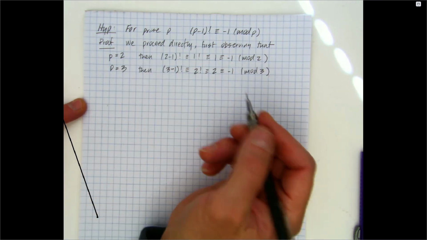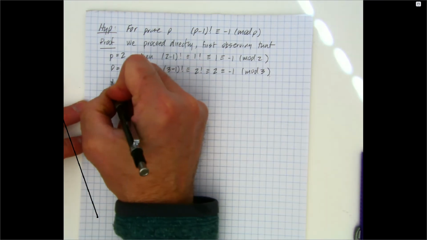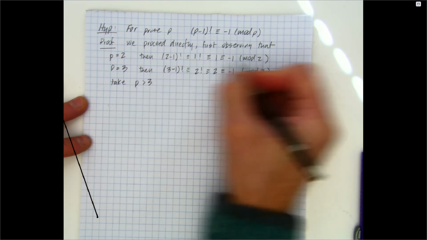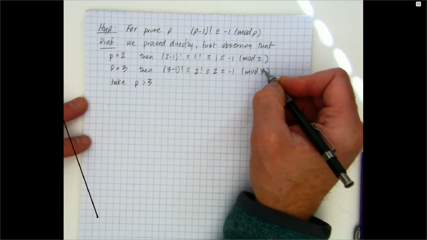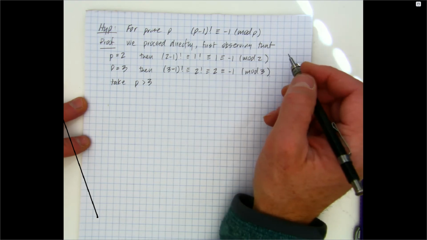So we're going to just knock the even and first one off, and now we're going to take p to be strictly greater than 3. In other words, I showed that it worked for 2 and for 3, so this thing is proven for the first two cases. But now we're going to say p is strictly greater than 3.